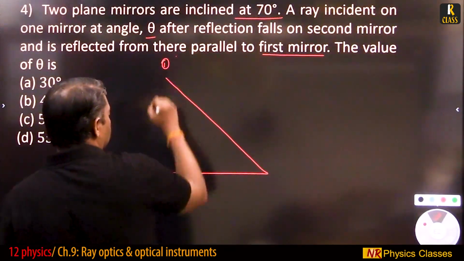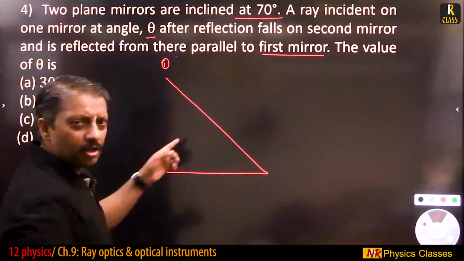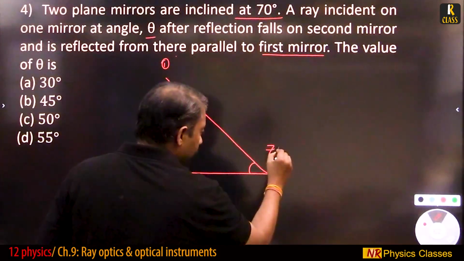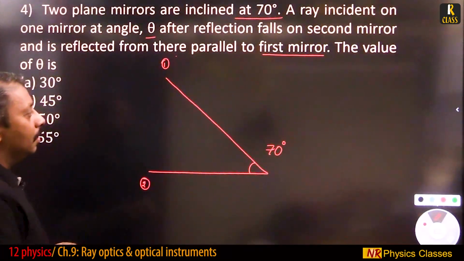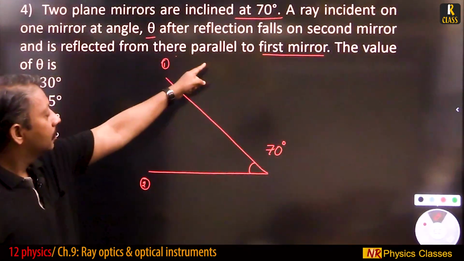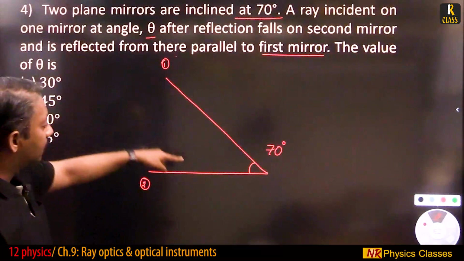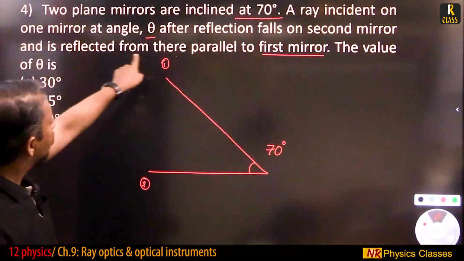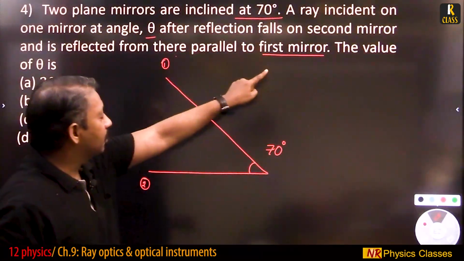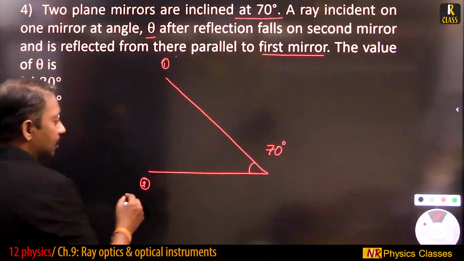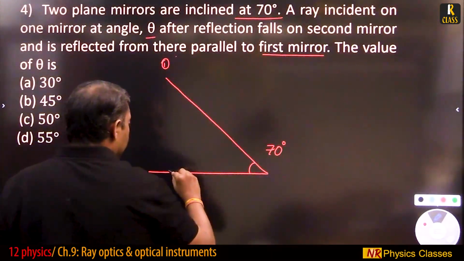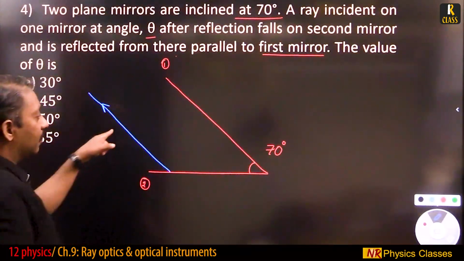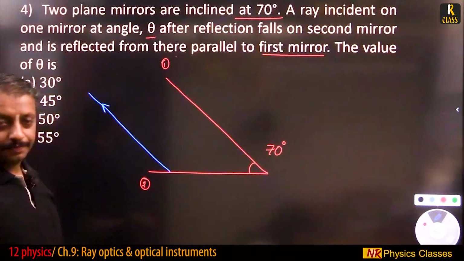So this is the first mirror, this is the second mirror. Let me not shade the mirrors, okay? And this angle is 70 degrees. After reflection from the second mirror, the light is reflected there parallel to the first mirror. So this is the final reflected light. It is given that this is parallel to this mirror.